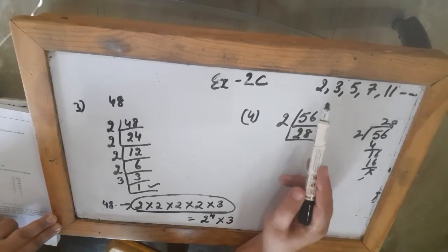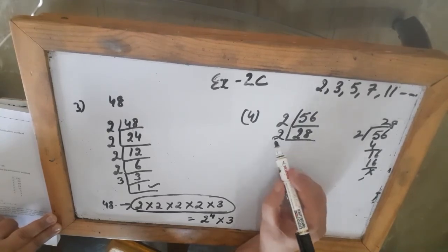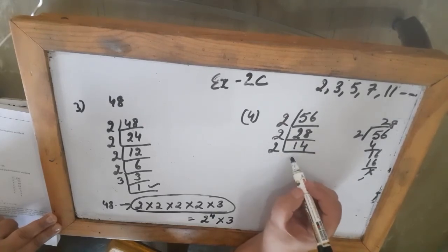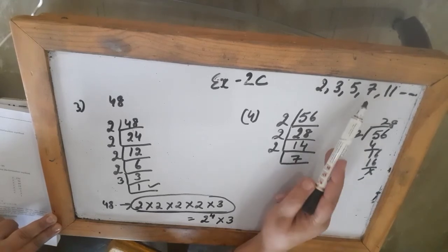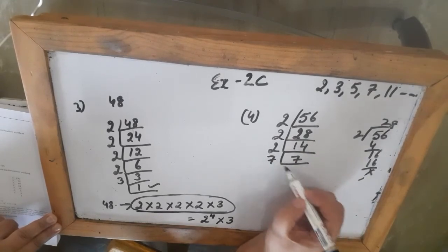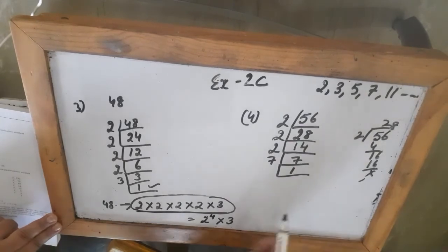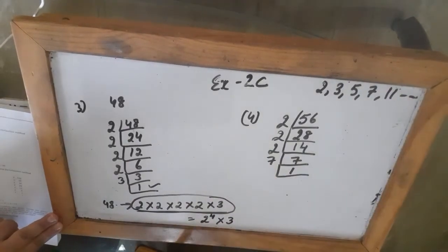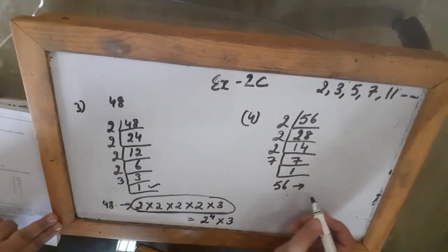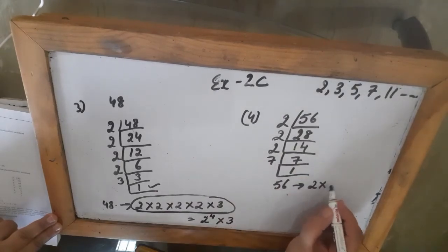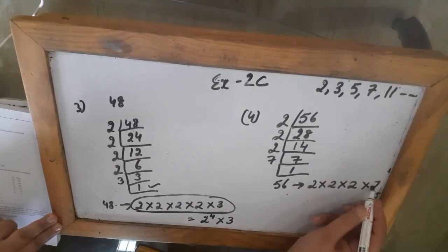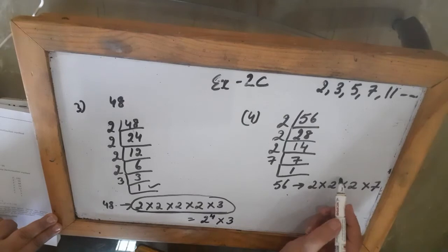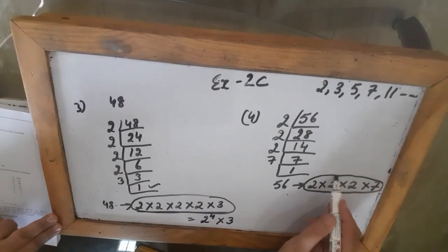Now again 28, I can divide with 2 because this is an even number. So 2 1s are 2, 2 4s are 8. Now 14 again I can divide with 2, 2 7s are 14. Now 7 is a prime number which can be divisible only by itself. So 7 1s are 7. So you have to continue this till you get 1 at the end. So what are the factors of 56? The prime factors of 56 are 2 into 2 into 2 into 7. 2 2s are 4, 4 2s are 8, and 8 7s is 56. So I have written 56 as a product of its prime factors.